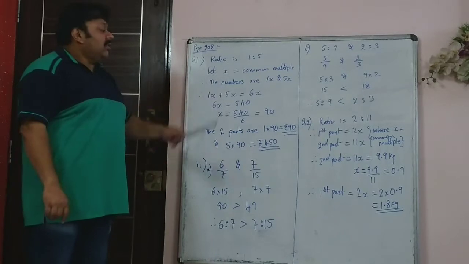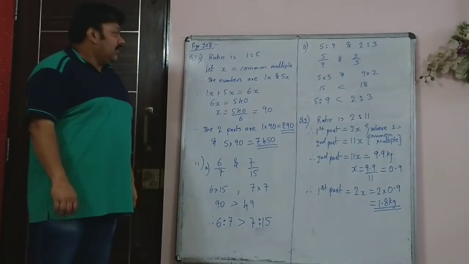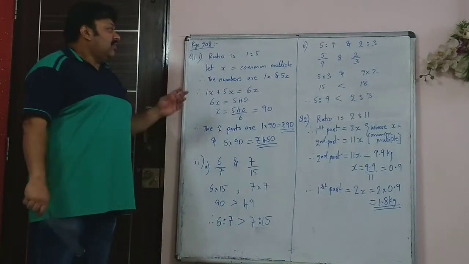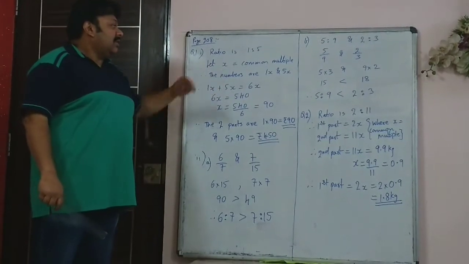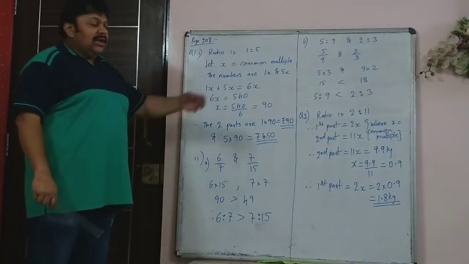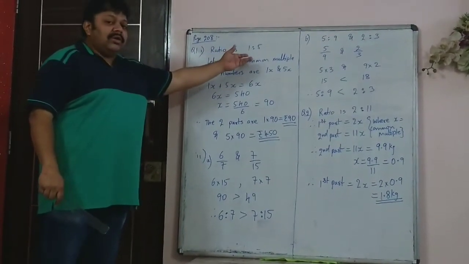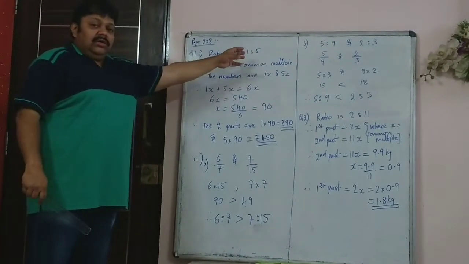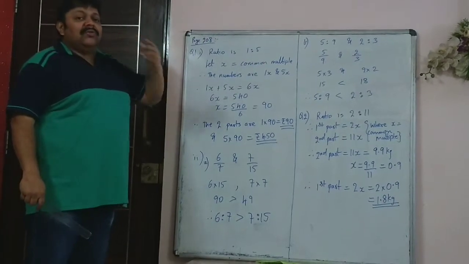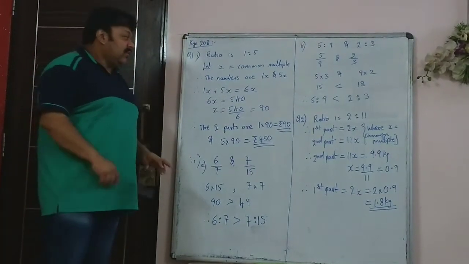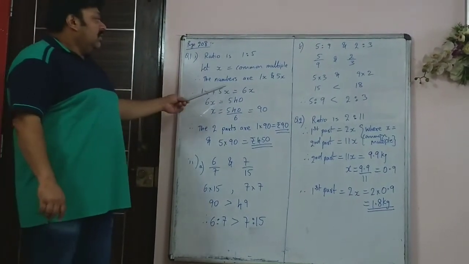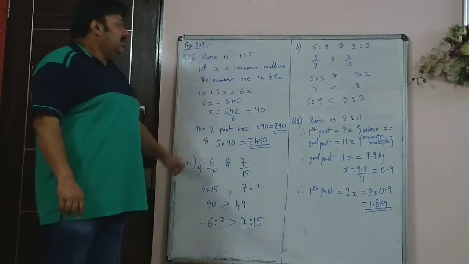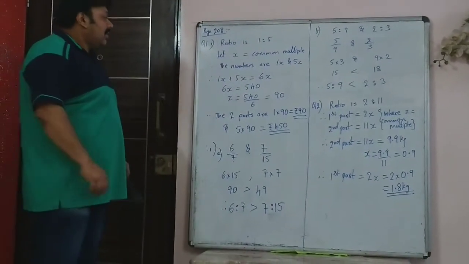The ratio given in the first sum is 1:5. So obviously if the ratio is 1:5, you will have to take x as common multiple, because I told you this can be 2 upon 10. Still the ratio is 1:5. It can be 10 upon 50. The sides may be actually 10 upon 50. Still the ratio is 1:5. So here the numbers we will take is 1x and 5x, where x is common multiple.